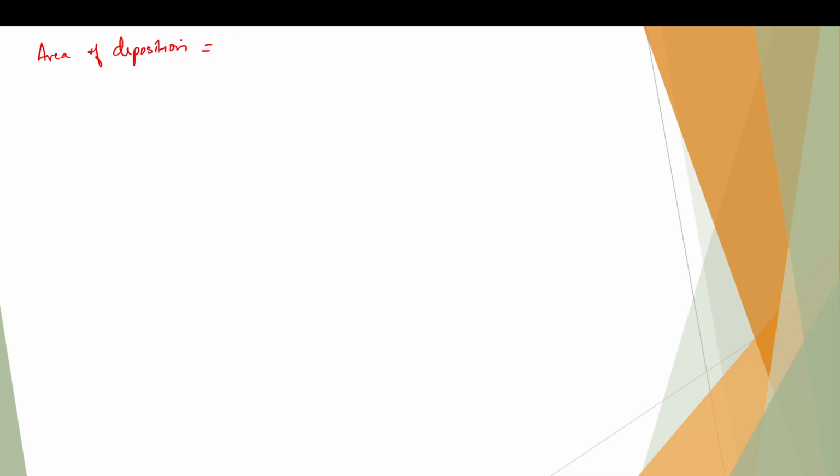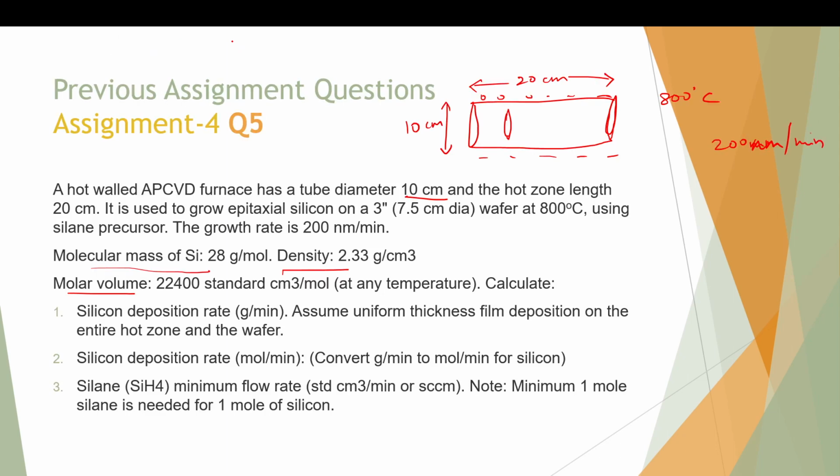So first of all, it's the furnace. The furnace is 20 centimeter length, 10 centimeter diameter, so that is 5 centimeter radius: 2 into pi into 5 into 20. Okay, and then the wafer.